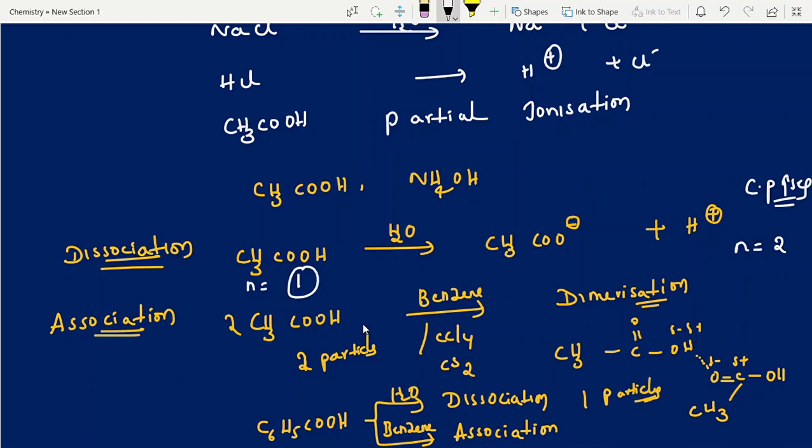Suppose if you take dimerization, 2 became 1, then what happened? So here actually starting N equal to 2, end is N equal to 1. So it decreases. Decreases means what happened? Colligative properties decreases. Right. So that he had given information to us. Clear point, students?